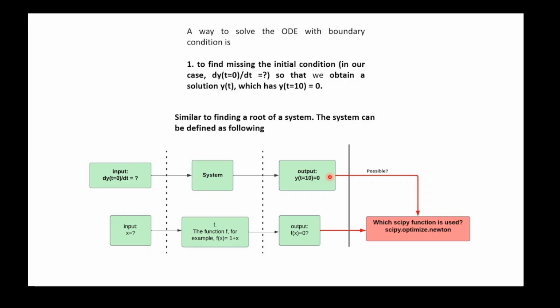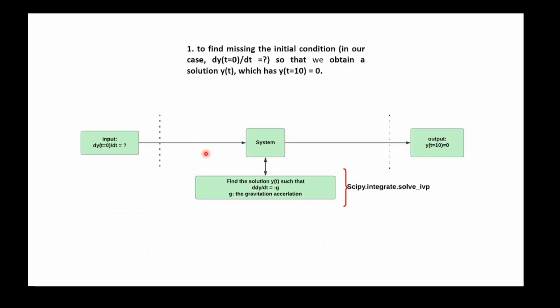You got it, right? I hope you got it. So the first step is to use scipy.optimize.newton in order to find the root of this system. But how can we describe such a complex system in general, in our case? Our system, of course, has to satisfy the ordinary differential equation of our physics problem, and is described by the second order derivative.